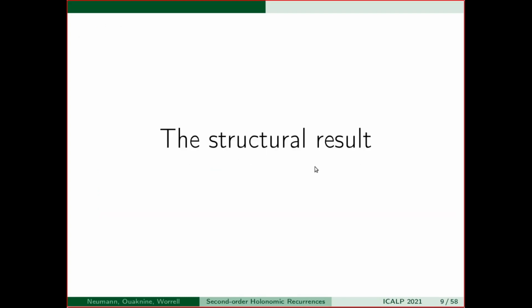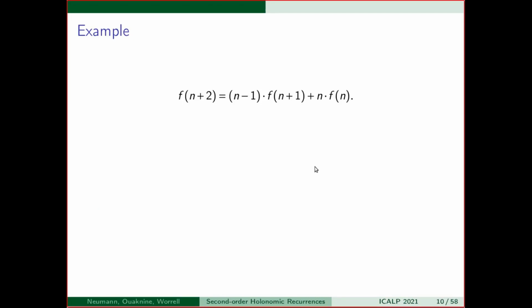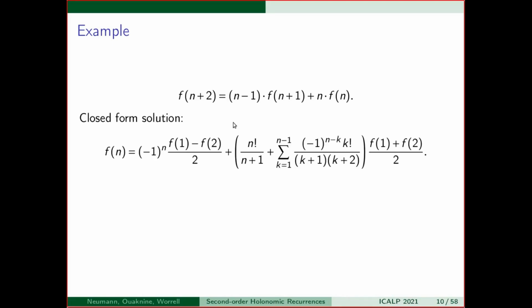In order to motivate this, I'll show you a simple example. Let's consider this very simple second order recurrence with linear terms. f of n plus 2 is equal to n minus 1 times f of n plus 1 plus n times f of n. For this, we can find an explicit closed form solution, which I've written down here.